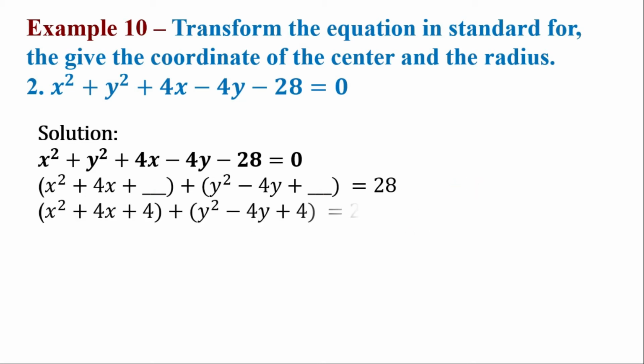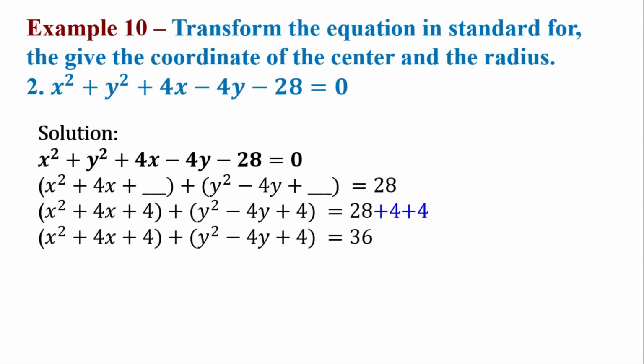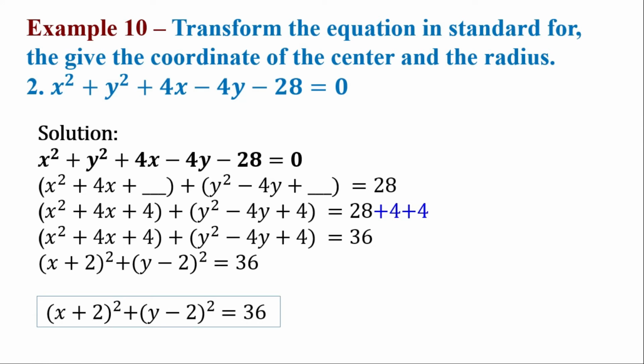So that gives us this equation. Now let's simplify it further. We change these two into squared binomials, and now we have our circle equation in standard form. After we have the standard form, we can now get the center. So the center here is negative 2, comma 2, and the square root of 36 is 6. So that is the radius.